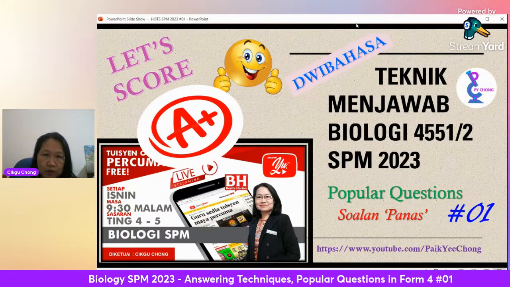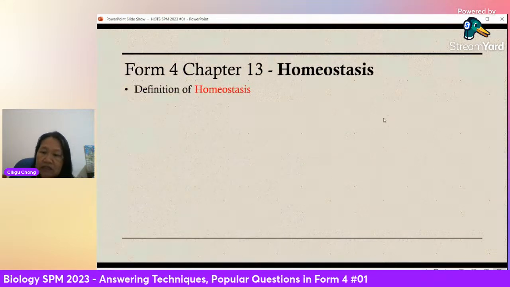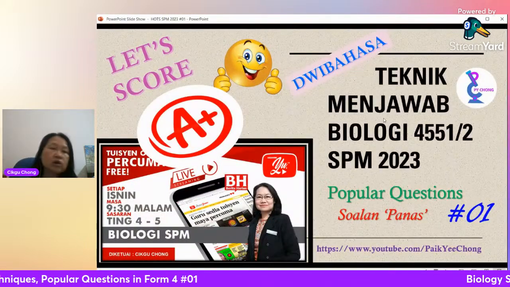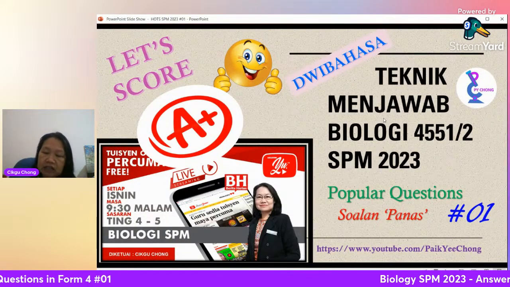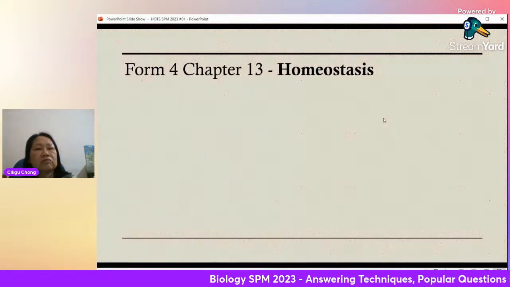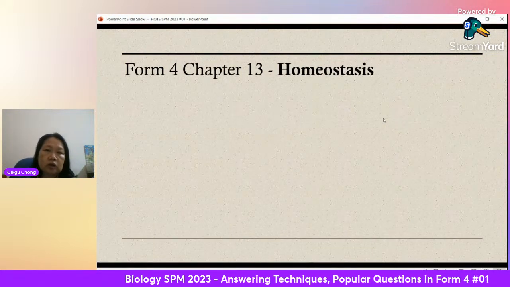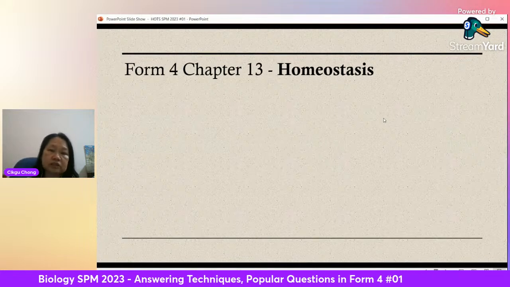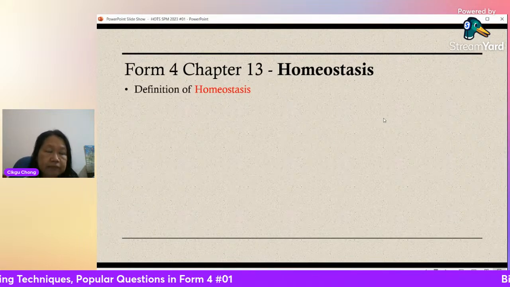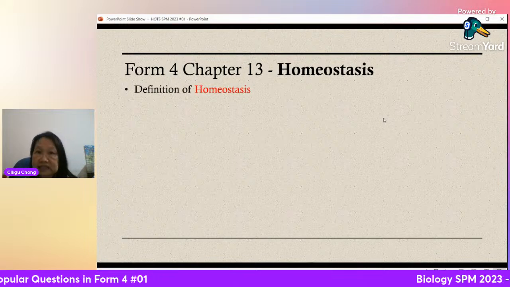Okay, so I'm going to start with chapter 13. This chapter has all the popular questions, what we call soalan panas. Every time they ask a question for chapter 13, usually they will be around these subtopics only. So make sure you master all these subtopics. Number 1, this can come in the objective part: what is the definition of homeostasis?